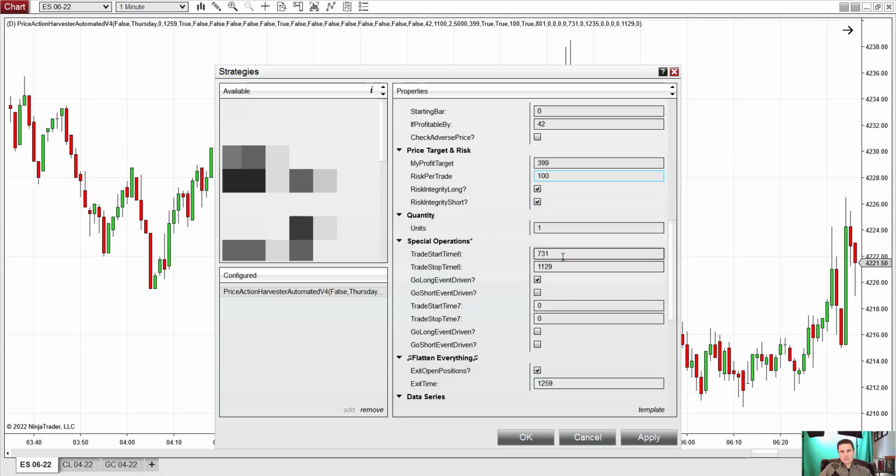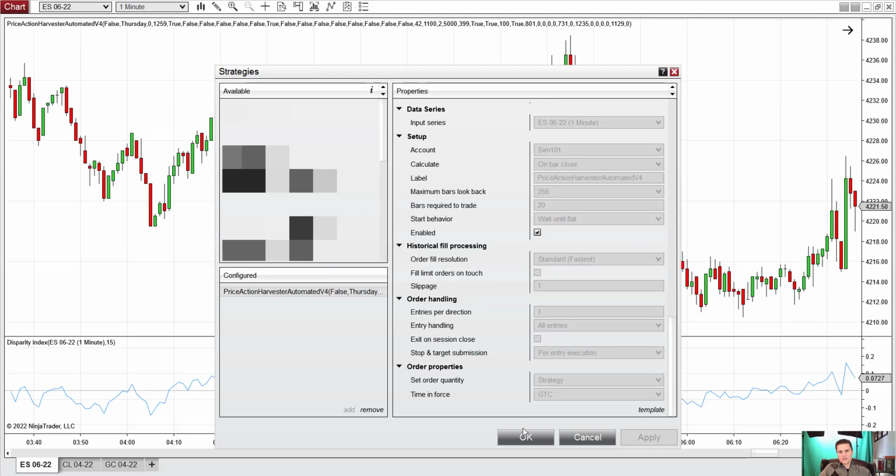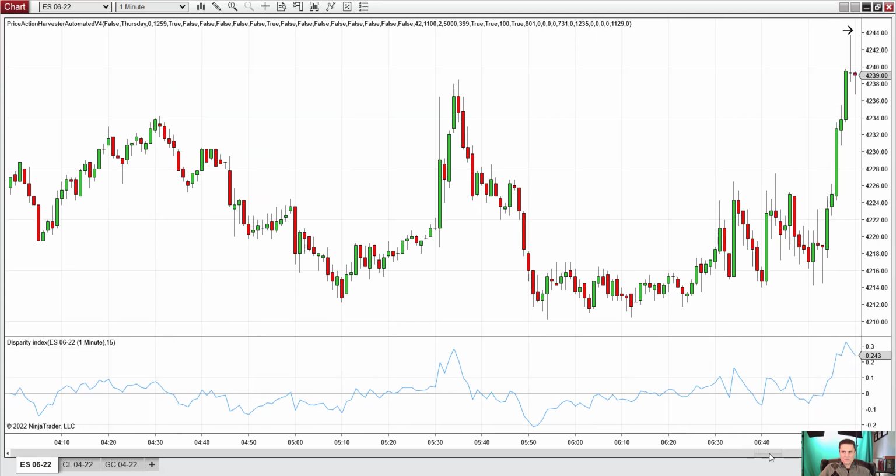So we're looking for trades after that initial balance and in about 90 minutes before the RTH close. So we're looking for a long direction. Let's go ahead and make sure there's slippage, and we're going to enable this. Okay, apply, okay. Let's see what happened, guys.